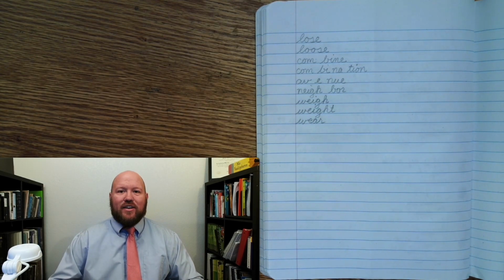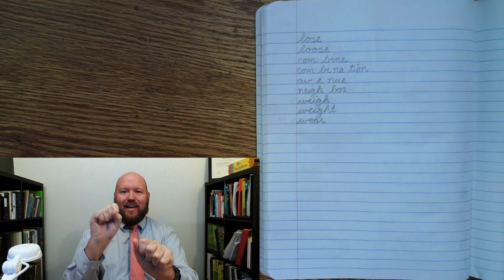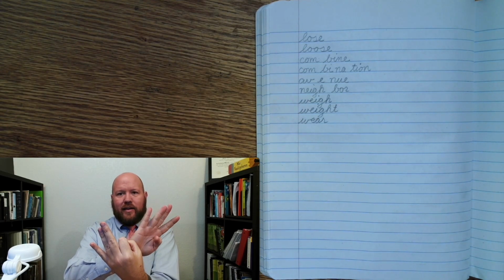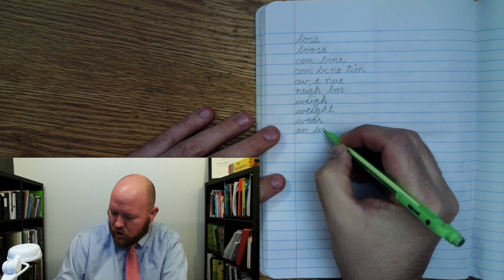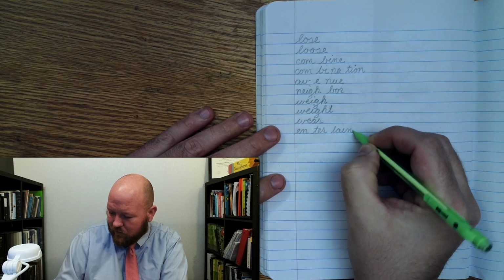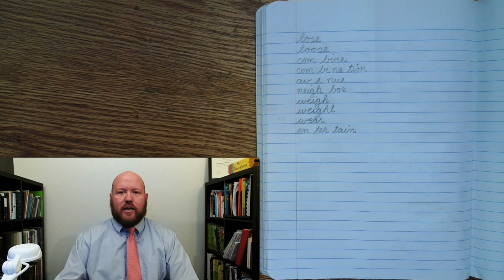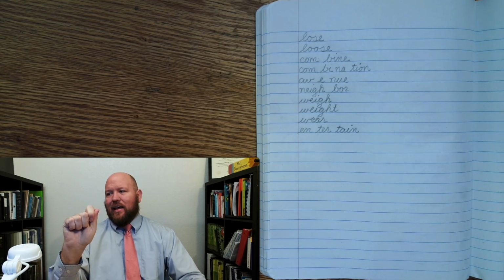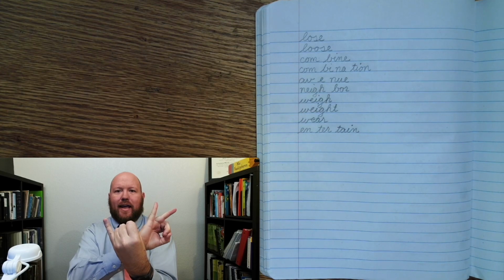Next one, entertain. Entertain. En-ter-tain, e-n-t-e-r-t-a-i-n, entertain, en-ter-tain, entertain. Next word, salary, like how much money do you make a year? What is your salary? Salary, base word, salary, sal-a-ry, s-a-l-a-r-y, salary.